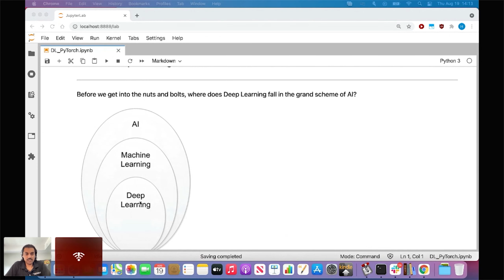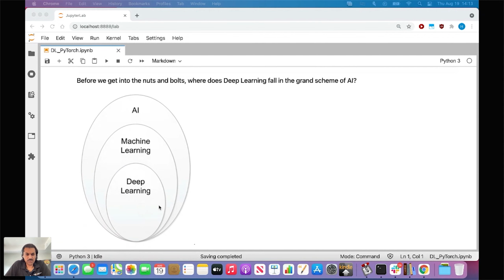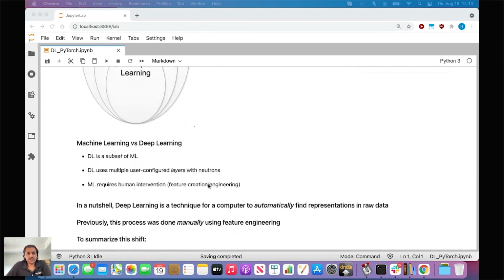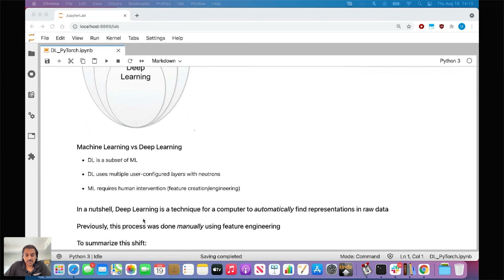Sometimes there can be a lot of confusion. Is deep learning the same thing as machine learning? Well, yes, it's a subset. Is all machine learning a type of deep learning? Nope, not really. It just depends on what we're looking at. So again, just a very high level overview of what we're dealing with. The key difference of deep learning and other machine learning algorithms is that deep learning uses multiple user configured layers with neurons.